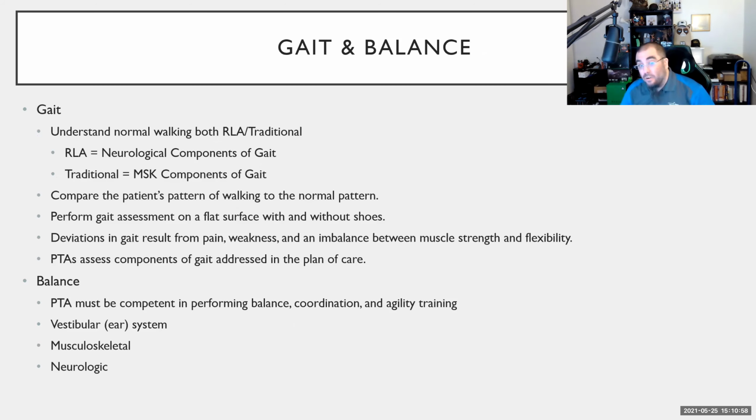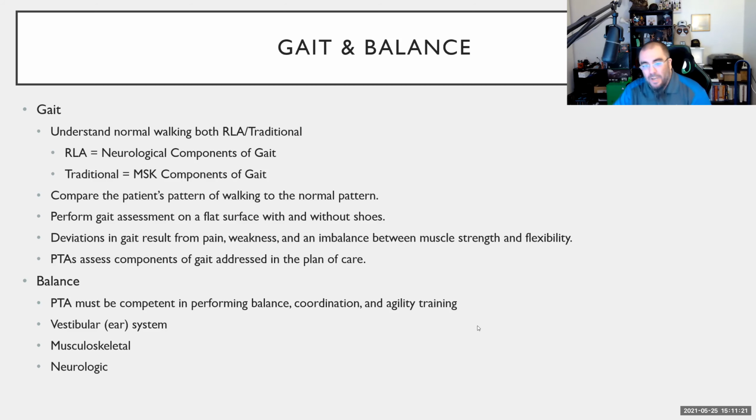The RLA is the neurological components of gait. Traditional is the musculoskeletal components of gait. We'll cover those in depth, so don't totally worry about that. Deviations, we always report. Anything we see in gait deviations, we're going to report. But you can't report deviations unless you're doing it on a surface where you can measure gait. So, a nice flat surface.